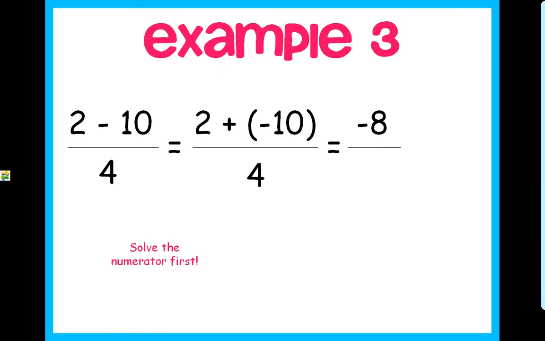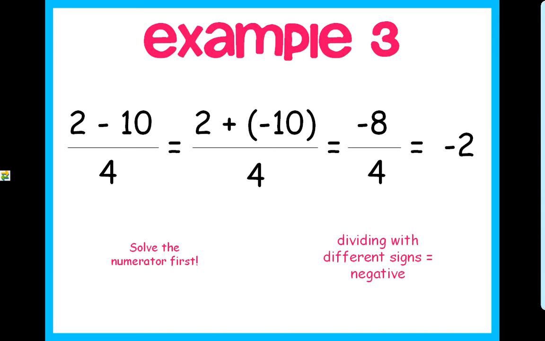And then we're going to bring down our 4. So we're just bringing that 4 across and then solving the top, which gives us a negative 8. Now we have a problem that we can do. We have a negative 8 divided by 4. Dividing with different signs, remember the answer will be negative. So a negative 8 divided by 4 will be a negative 2.